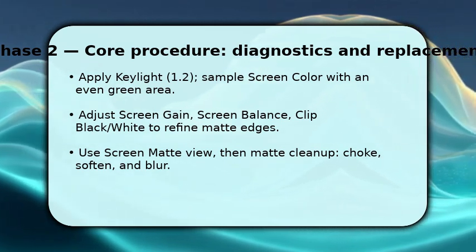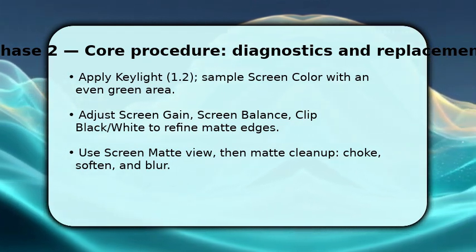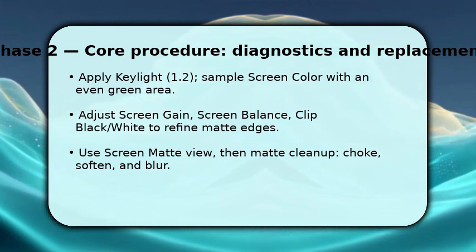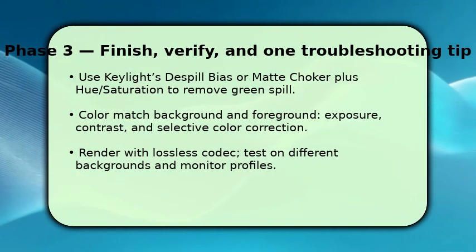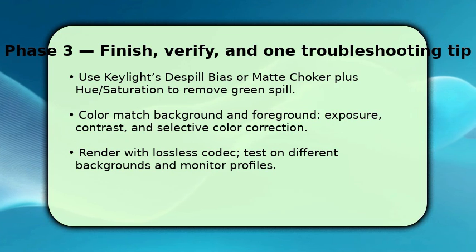Use matte cleanup controls, a small negative choke to tighten, a little blur to soften jagged edges, and repeat sampling until the silhouette reads clean. After the matte looks solid, remove green spill so edges read natural. Use Keylight's Dispill Bias or a Hue Correct layer to push edge hues toward neutral.